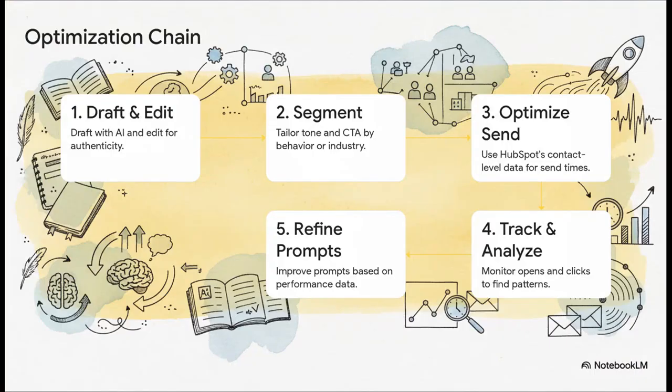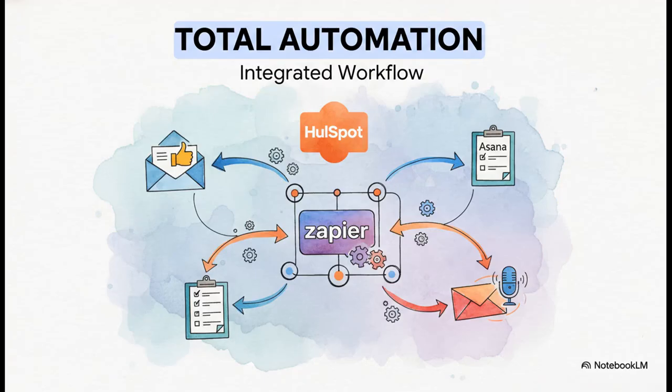This 5-step process creates this really powerful feedback loop. So you draft, you segment, you optimize the send time. Then you track the results, the opens, the clicks. But here is the crucial last step. You take that performance data and you use it to go back and make your original prompts even better. It means every single email cycle gets smarter than the last. And for those of you who want to really level up, this whole workflow doesn't have to just live inside HubSpot. By using a tool like Zapier, you can connect it to your entire tech stack. Just imagine a positive reply automatically creating a task for you in Asana or triaging an email in Superhuman. We're talking total automation here.